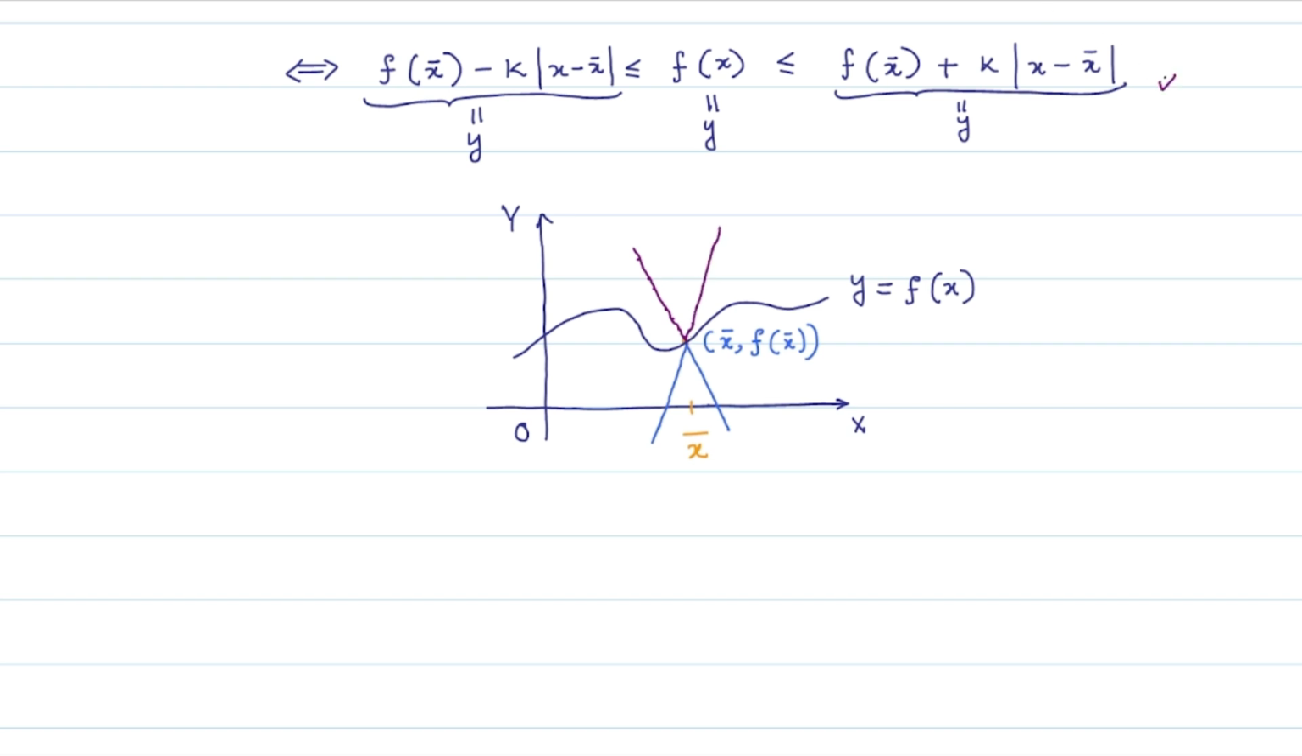Now this inequality says that the graph of the function y equals f(x) lies below this graph and above this graph. That means the graph of y equals f(x) will entirely lie in this dotted region, and this observation has to happen for every point x bar. That means we keep shifting these two lines with slope minus k and k having intersection on the graph of the function, and these two intersecting lines form a double cone whose upper part is this red graph and lower part is this blue graph.